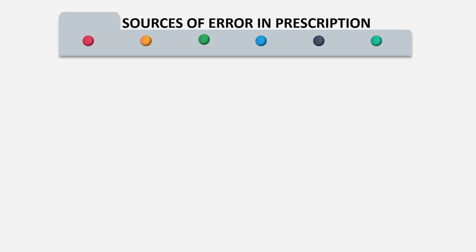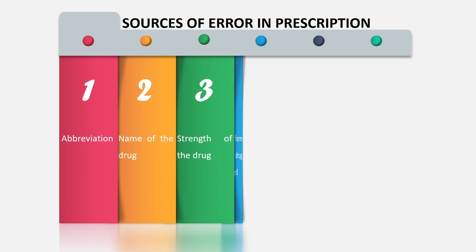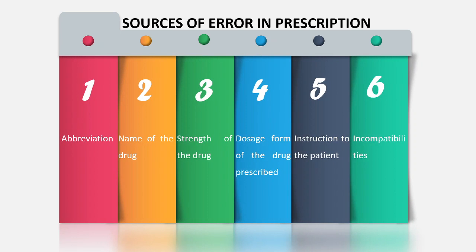The first one is abbreviation. Second is name of the drug. Third is strength of prescription. Fourth, dosage form of the drug prescribed. Fifth is instruction for the patient. Sixth is incompatibility. The abbreviation presents a problem in understanding parts of the prescription order. In that case, extreme care should be taken by the pharmacist in interpreting the abbreviation. The pharmacist should not guess the meaning of any unclear abbreviation.